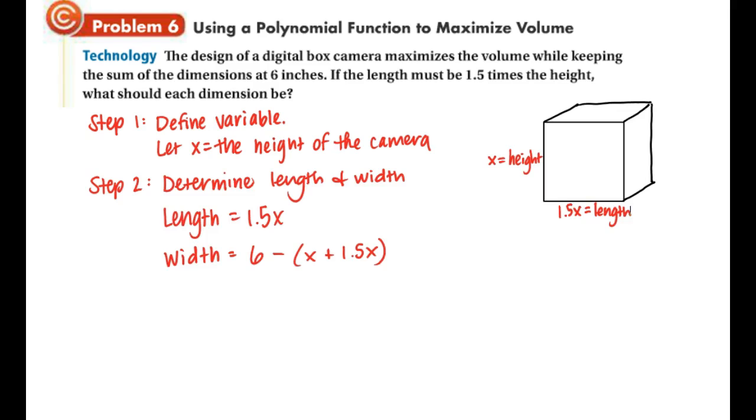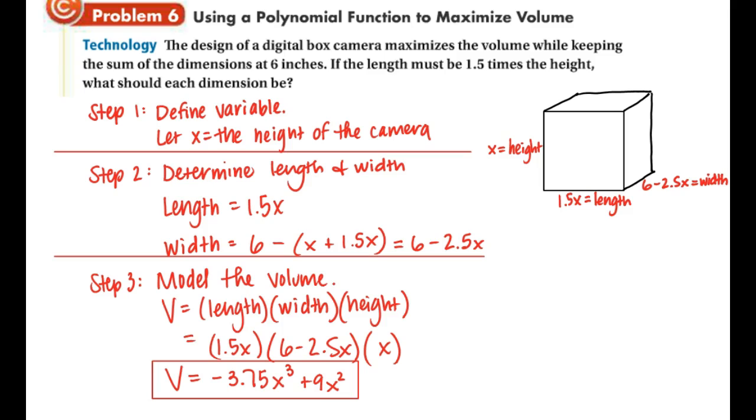Now we want to determine expressions for the length and the width. It was told in the description that the length must be 1.5 times the height, so that's where I got my expression: length equals 1.5 times x. It also told us that the sum of the dimensions of the length, the width, and the height needs to be 6. So if I know that my height is x and my length is 1.5x, I just need to subtract both of those from 6 to get my width. That means my expression for my width is 6 minus 2.5x.